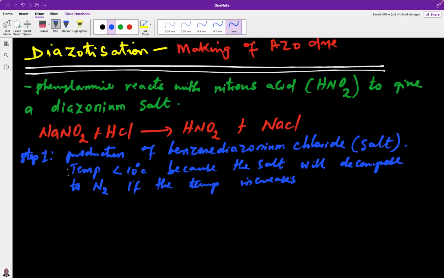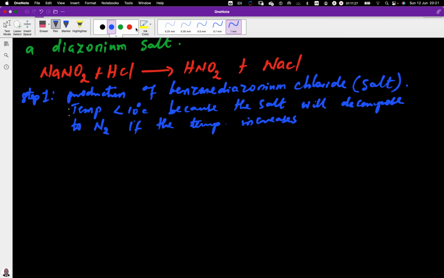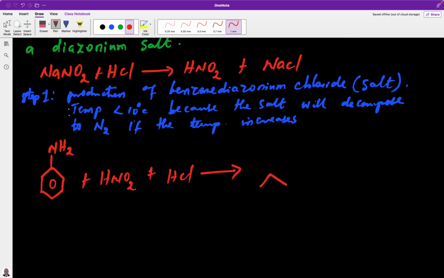So now this is the reaction. When that happens, this is the reaction. Phenylamine will react with the nitrous acid to give the salt. This is phenylamine. Plus the nitrous acid. And that plus the hydrochloric acid. And what will be formed will be the benzene diazonium salt. This is the benzene diazonium salt that we are talking of, plus water.